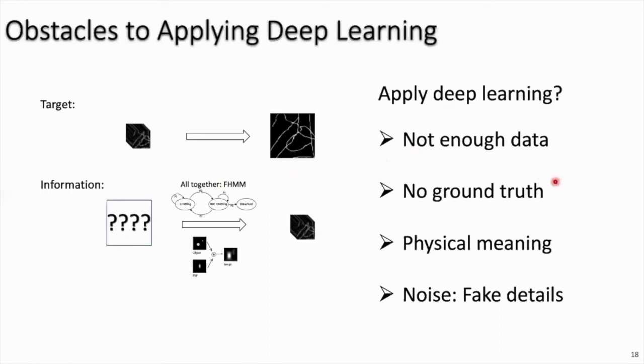Even worse, for this problem, we don't know the ground truth. That is, we don't know the training target, that is the known super result structure, which is the training target for the deep learning model.